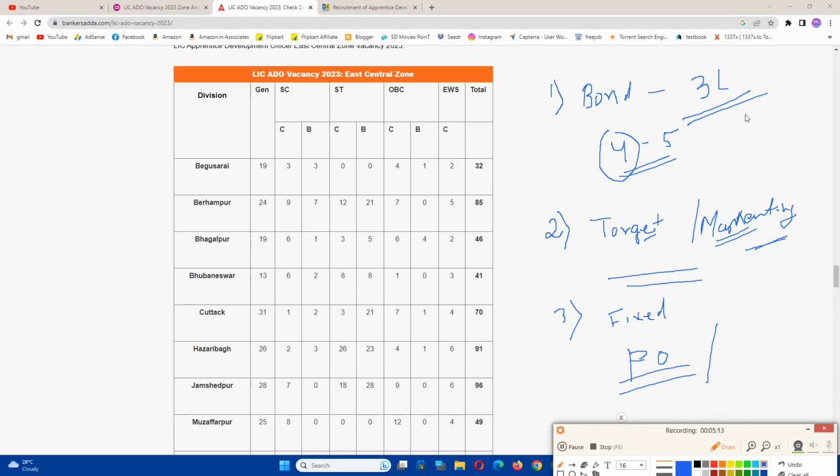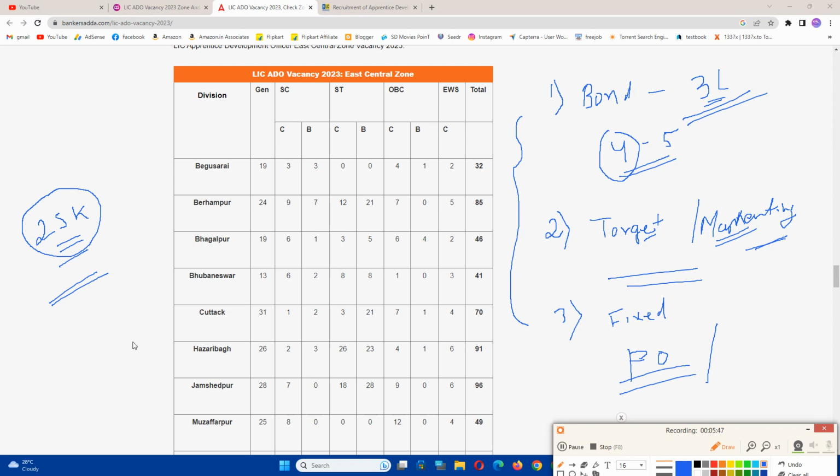And the third one is the bond. Earlier the bond amount was only 25,000, which is very less. So many of the candidates left this job. Why? Because the bond was only 25,000. Even if they got selected as a clerk also, they would leave this officer class job. Why? Because these three conditions are applicable here: bond, target based, and this is not a fixed job. You may be terminated also.